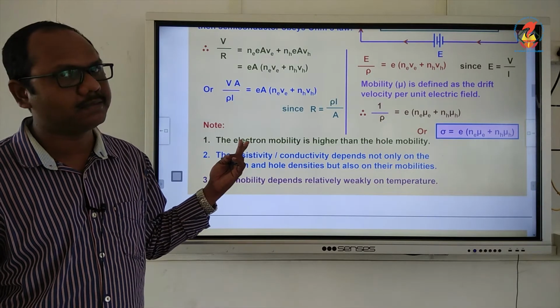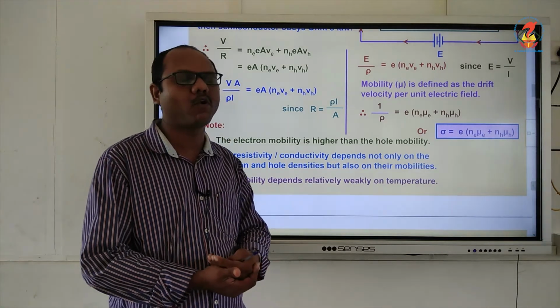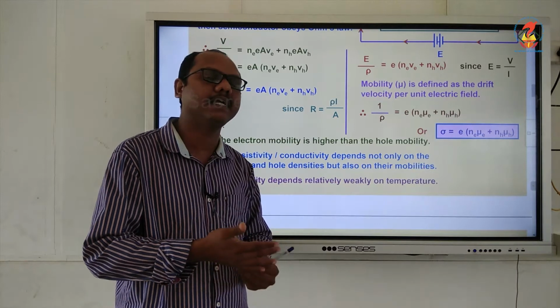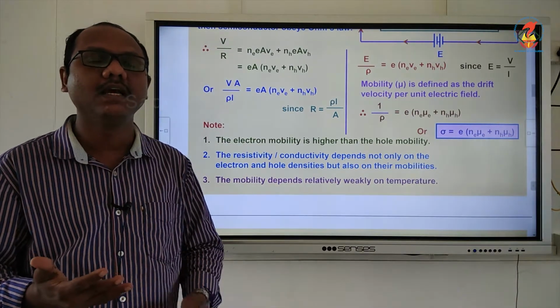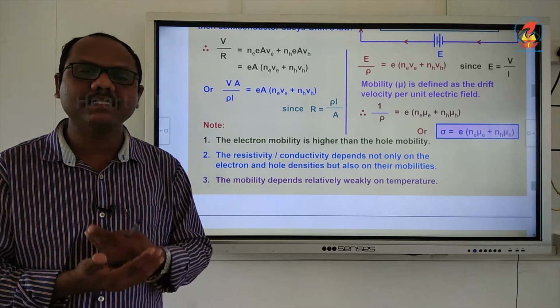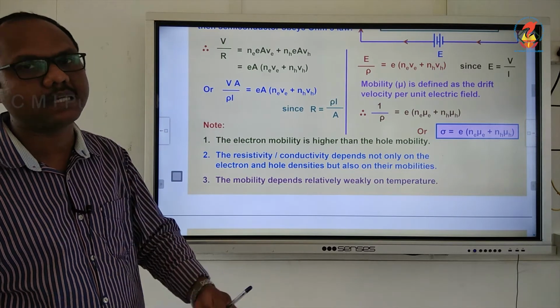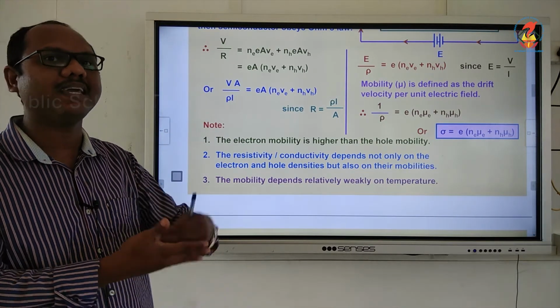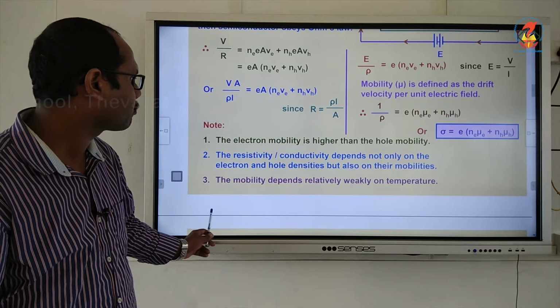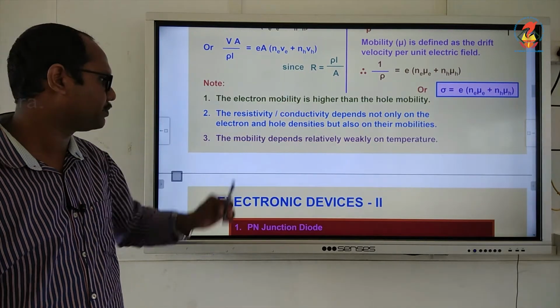In conductors, the mobility depends on the temperature, and we studied in current electricity that when temperature increases, conductivity will decrease. But here the reverse thing happens: when temperature increases, conductivity will increase. So here mobility depends very weakly on temperature.